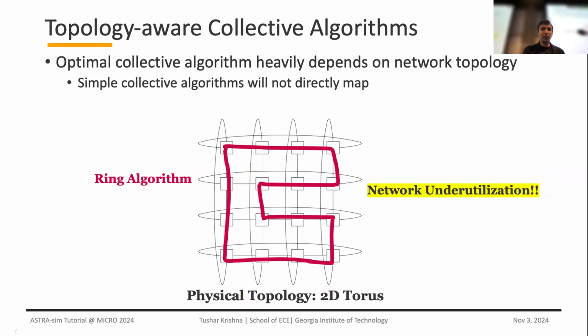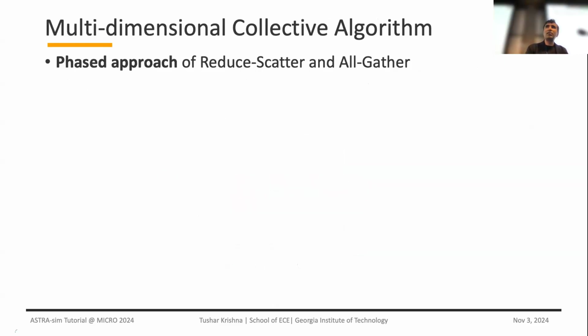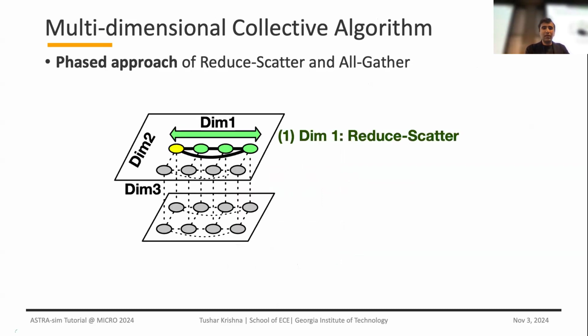But what about other topologies? There are other topologies out there. Let's say you have a torus. A simple ring algorithm would in principle work functionally, but it would lead to underutilization. So there exist other, more sophisticated collective algorithms. These are often called multi-phase, multi-rail, or hierarchical algorithms, where you try to do this in phases. Let's say I have a three-dimensional topology here.